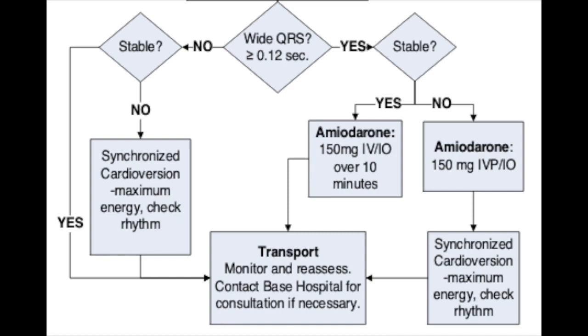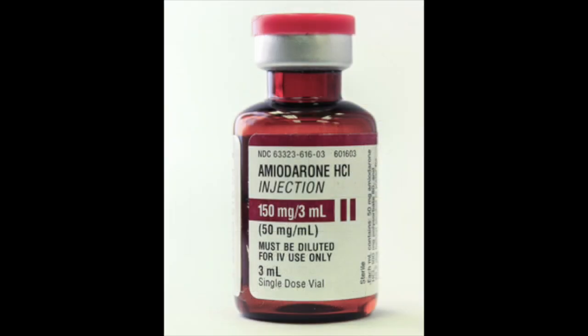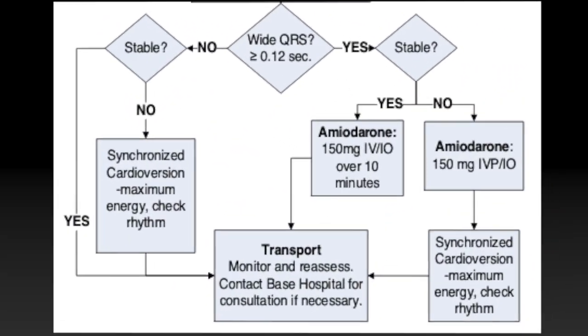Okay. So let's pop back over to the synchronized cardioversion. Let's say like you've done your synchronized cardioversion. At this point, you're still going to do an assessment of the width of the QRS. If the QRS is greater than 0.12 seconds and they are stable, then you can give them an antiarrhythmic, which is amiodarone. It is an antiarrhythmic. Amiodarone, 150 milligrams IV or IO over 10 minutes is the preferred way if they're stable and you transport them.